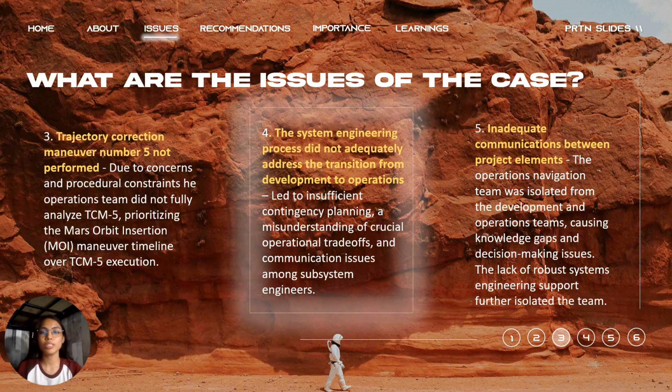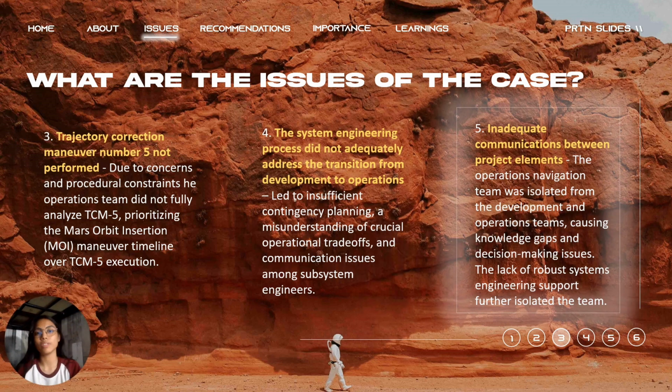Number 4: the system engineering process did not adequately address the transition from development to operations. This led to inefficient contingency planning, a misunderstanding of crucial operational trade-offs, and communication issues among subsystem engineers. Number 5: inadequate communications between project elements. The MCO and MPL projects were significantly impacted by poor communication between various teams, leading to mission failures. The operations navigation team was isolated from the development and operation teams, causing knowledge gaps and decision-making issues. The lack of robust systems engineering support further isolated the team.